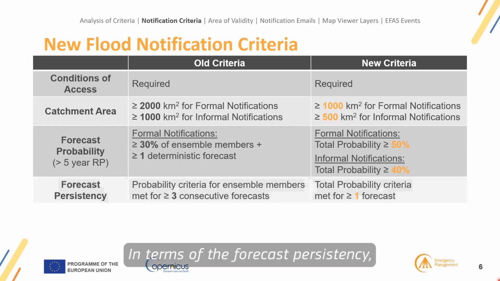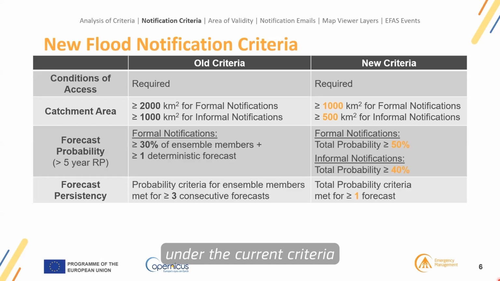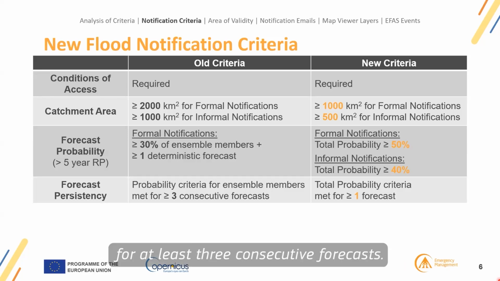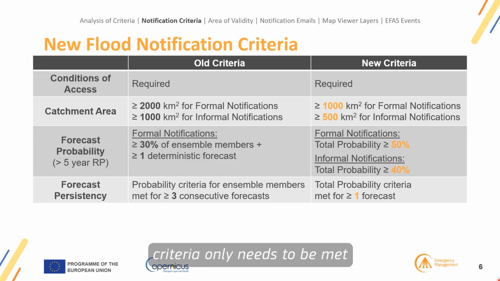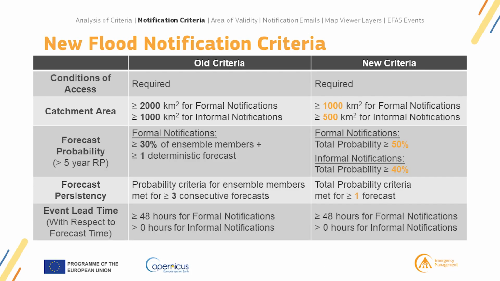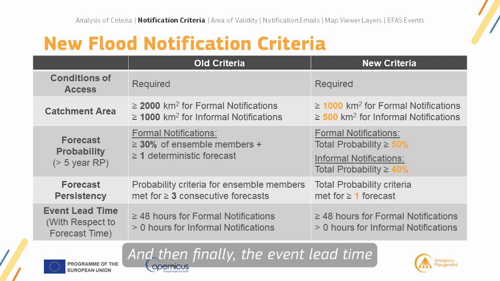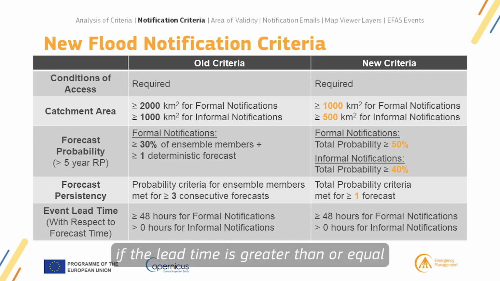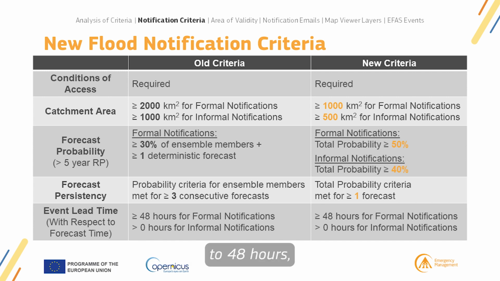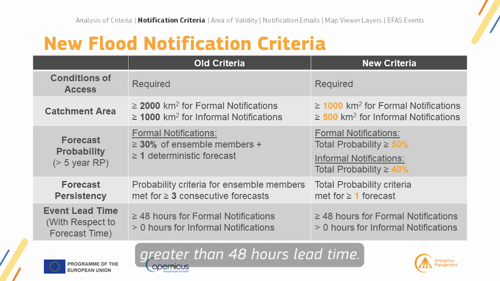In terms of the forecast persistency, under the current criteria, the probability criteria for the ensemble members needed to be met for at least 3 consecutive forecasts. However, under the new criteria, the total probability criteria only needs to be met for the latest forecast. And then finally, the event lead time with respect to the forecast time. Under the current criteria, we send formal notifications if the lead time is greater than or equal to 48 hours. And under the new criteria, we send them if they're greater than 48 hours lead time.